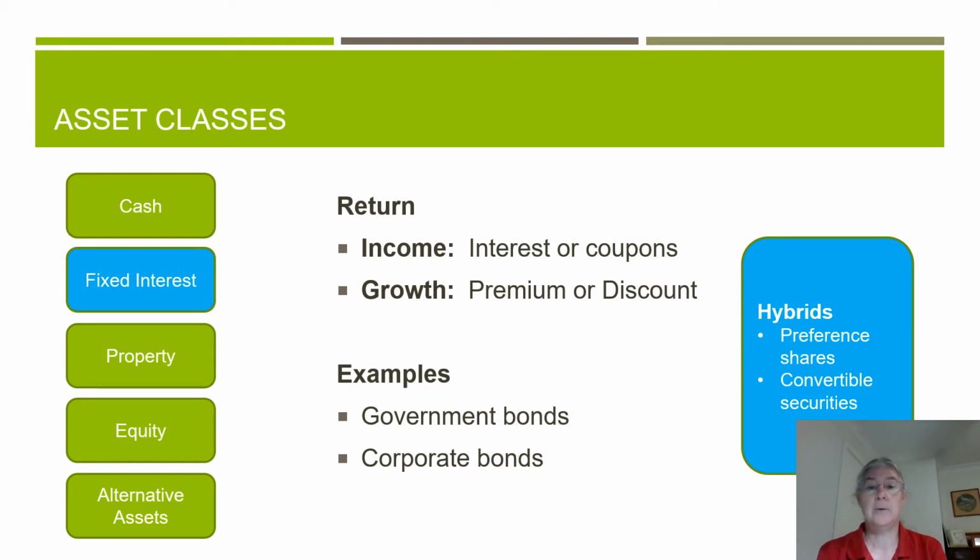So a bond will give us, for our return, an income, which is interest, or coupons is the word that we would use. And it can have growth. It could be a premium bond or a discount bond. You can also have hybrids. So you could have preference shares or convertible shares that are a mixture. And we'll talk more about bonds later on. Each of these asset classes, we will spend a week learning all about the intricacies of them.